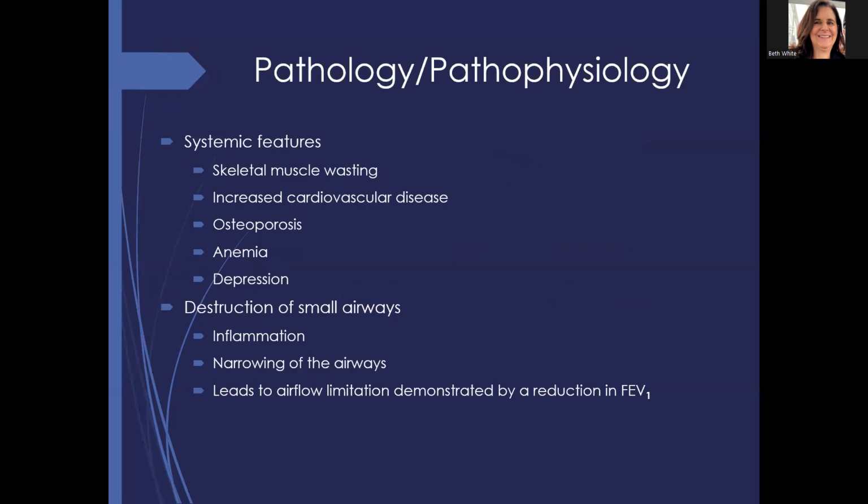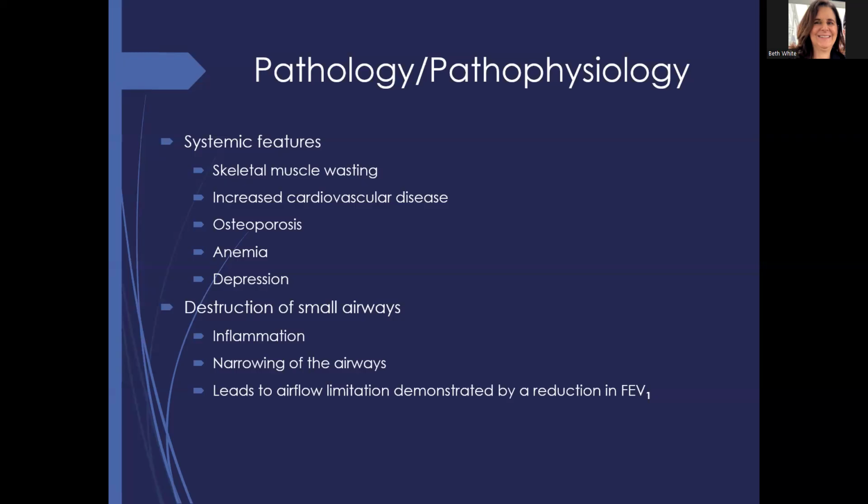Okay, our patients can have systemic features such as skeletal muscle wasting. Okay, this really happens because they have poor nutrition and they can't exercise. They can have an increased cardiovascular disease because their heart has to work a little bit harder in order to get oxygen to the major organs and to the periphery. Okay, our lungs are not efficiently functioning, so the heart has to pick up that extra work and work harder. They can have osteoporosis. Okay, they can have anemia, and they can also have depression because they've lost part of what their normal life is.